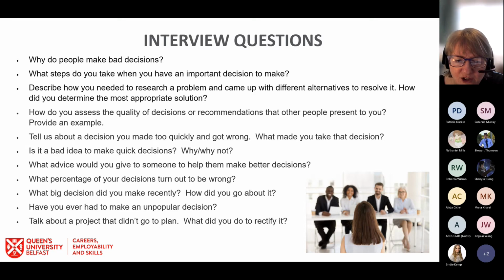Talk about a project that didn't go to plan. What did you do to rectify it? Okay, so that's about identifying that there is a problem and then coming up with the solution. Okay, so as I was saying then, you want to be able to show, whenever you're answering questions about problem solving and decision making, that you can keep a clear head, that you can use sound judgment based on a good knowledge of the situation. So you want to be able to describe that situation. Just as I said to you, whenever you talk about that STAR technique, it's about describing that situation and how you handled it.